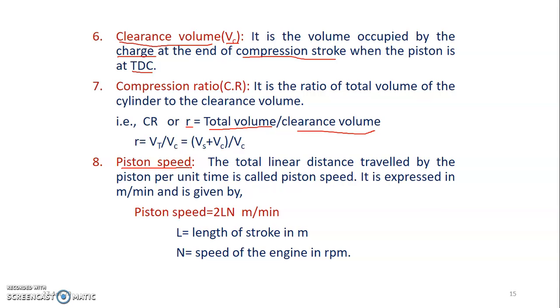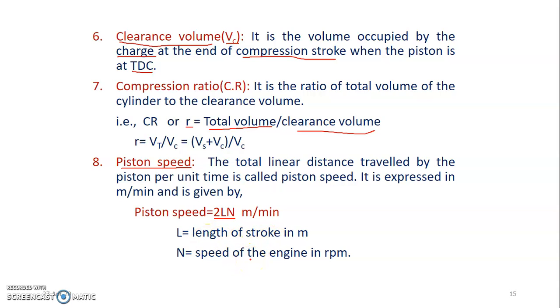So how to calculate that? The total linear distance traveled by the piston per unit time is called piston speed. It is expressed in meter per minute. Per minute, how many meters the piston is going to travel is given by: piston speed is equal to 2 into L into N. Here L is the length of stroke and N is the speed of the engine.